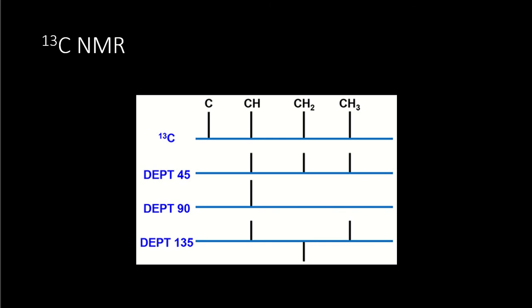For DEPT 45, essentially any carbon environment that has at least one proton attached will show up as a peak. Therefore, any peak that does not show up on our DEPT NMR but shows up on our broadband decoupled carbon-13 NMR would be for carbons without hydrogen. That could be a ketone carbon, a quaternary carbon, things like that.